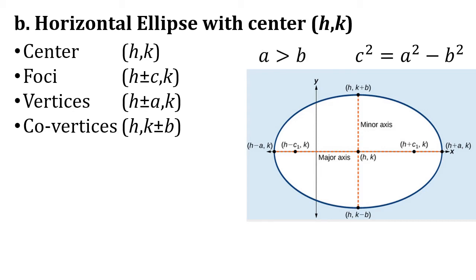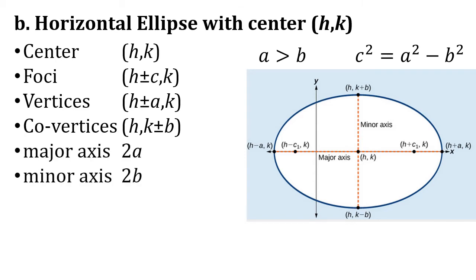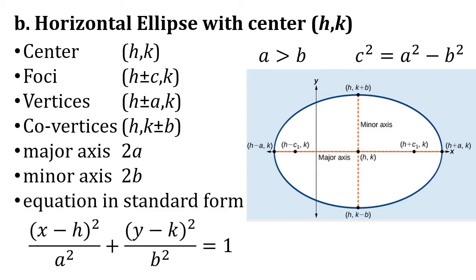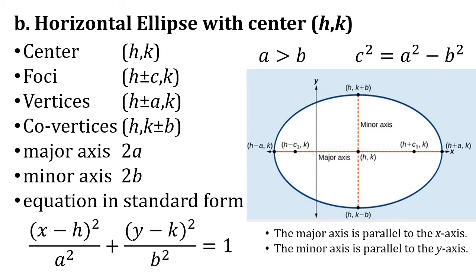And then remember that a is greater than b. So the length of the major axis is 2a, the length of the minor axis is 2b, and the equation in the standard form is x minus h squared all over a squared plus y minus k squared all over b squared equals 1. So as you can see, there's h and k now. Take note that the major axis is parallel to the x-axis and the minor axis is parallel to the y-axis.